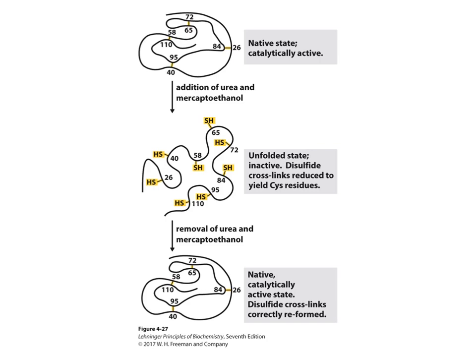This is a schematic of the refolding experiment. So here you have the ribonuclease in its native state, and here are the disulfide bridges holding all of the cysteine residues together. Then with the addition of urea and mercaptoethanol, all of those disulfide bonds are broken, which yields this unfolded protein, which was biologically inactive. But then when the urea and the mercaptoethanol were removed, the protein refolded into its catalytically active state, and the disulfide crosslinks were reformed.